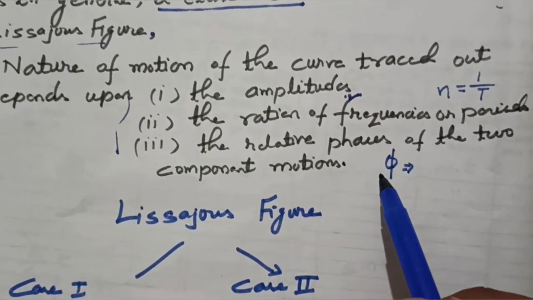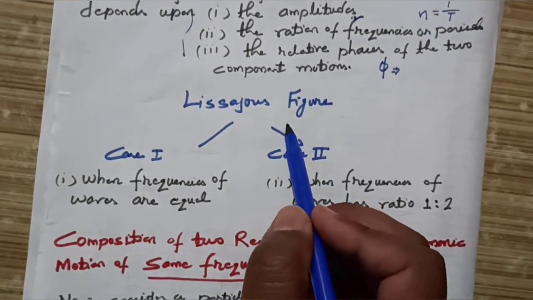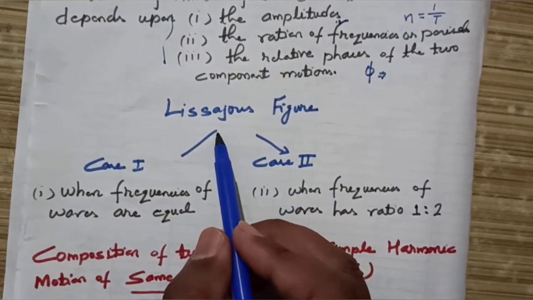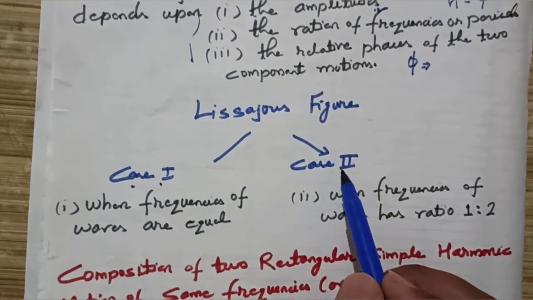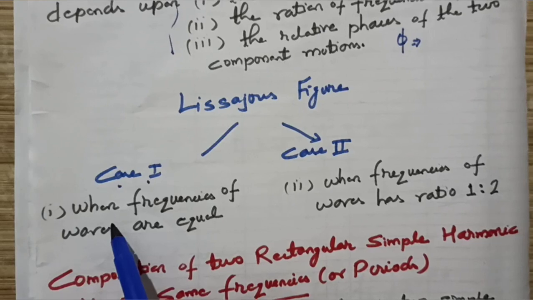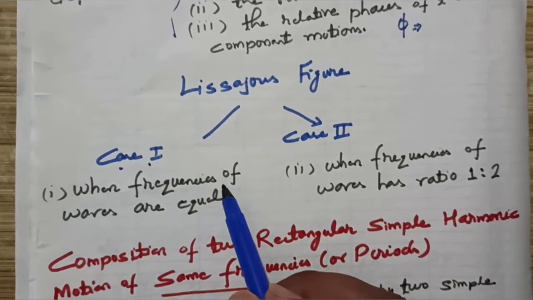Now, for the Lissajous figures we are dealing with here, we are taking two cases: case first and case second. Case first, which I am going to discuss in this lecture, is when the frequencies of the waves are equal.